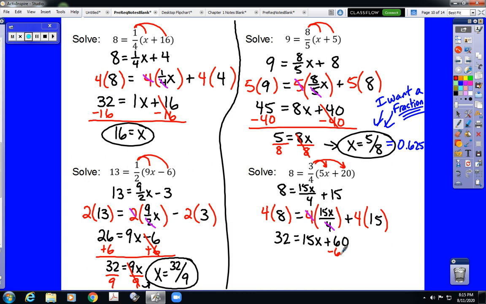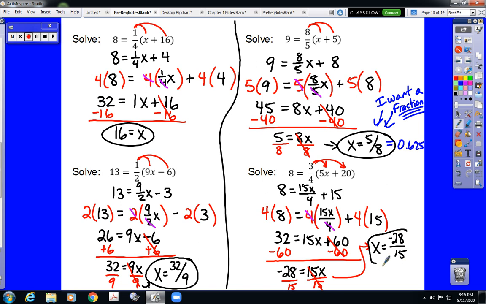Subtract 60 from each side. Gives us negative 28 equals 15x. Divide by 15. And once again we end up with a fraction. So x is negative 28 divided by 15. Once again, that fraction does not reduce, so that is our final answer.